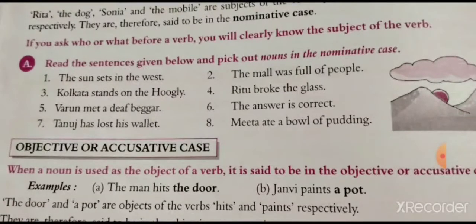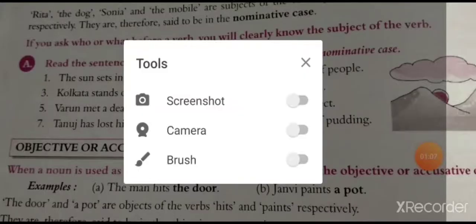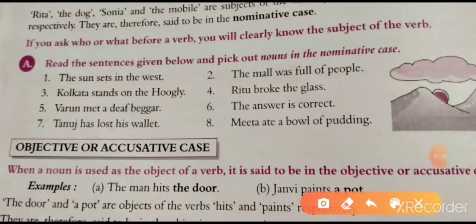Now in the first sentence you can see the sun is the subject of the verb. In the second, the mall was full of people. What is full of people? The mall. So this is the nominative case. Kolkata stands on the Hooghly. Who stands on the Hooghly? Kolkata.